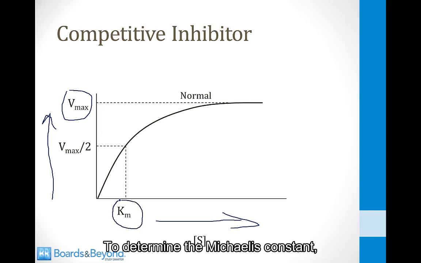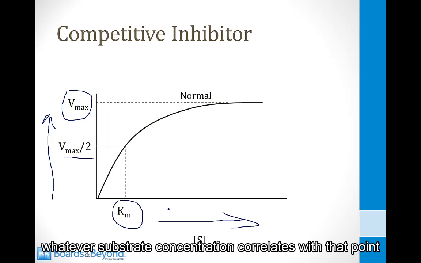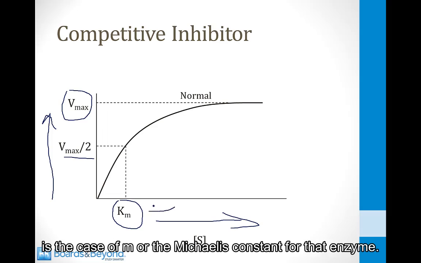To determine the Michaelis constant, you go to the point along the y-axis that is Vmax divided by 2. Whatever substrate concentration correlates with that point is the K sub m, or the Michaelis constant for that enzyme.